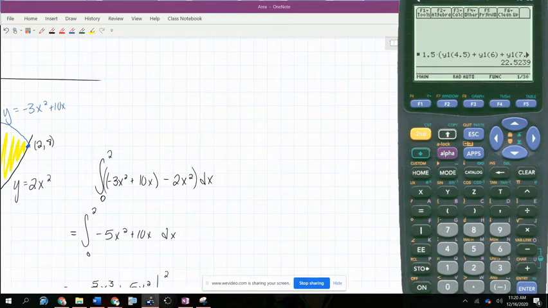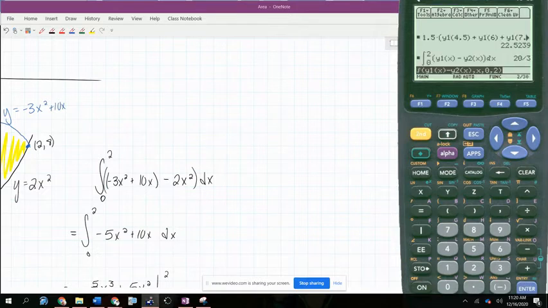Integrals live here above 7, so I press second 7. Because I already have them typed in as y1 and y2, I'm not going to retype my functions. I'm just going to do y1 of x minus y2 of x. Then I say I'm integrating with respect to x, and then I put my bounds. Close and enter. And I get 20 thirds.